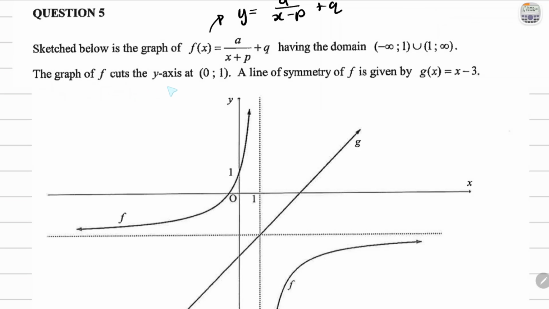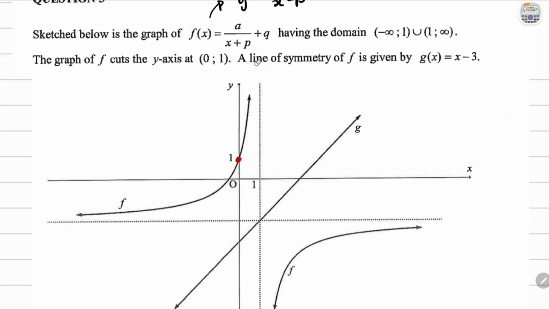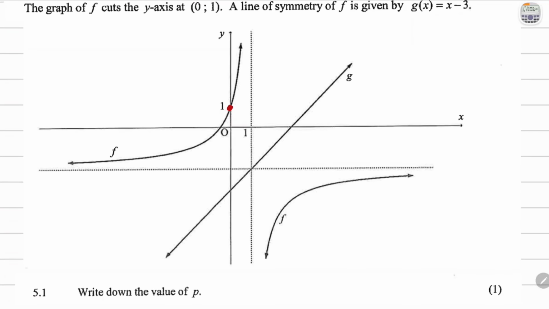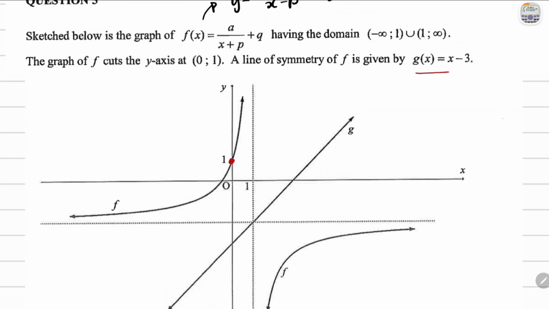And then they say the graph of f cuts the y-axis at (0, 1). So, okay, that's a y-intercept. And then we have a line of symmetry of f, okay, given by g of x equal to x minus 3. That is very helpful. So they already gave us an axis of symmetry for this hyperbola, and that is g. And we have the equation.